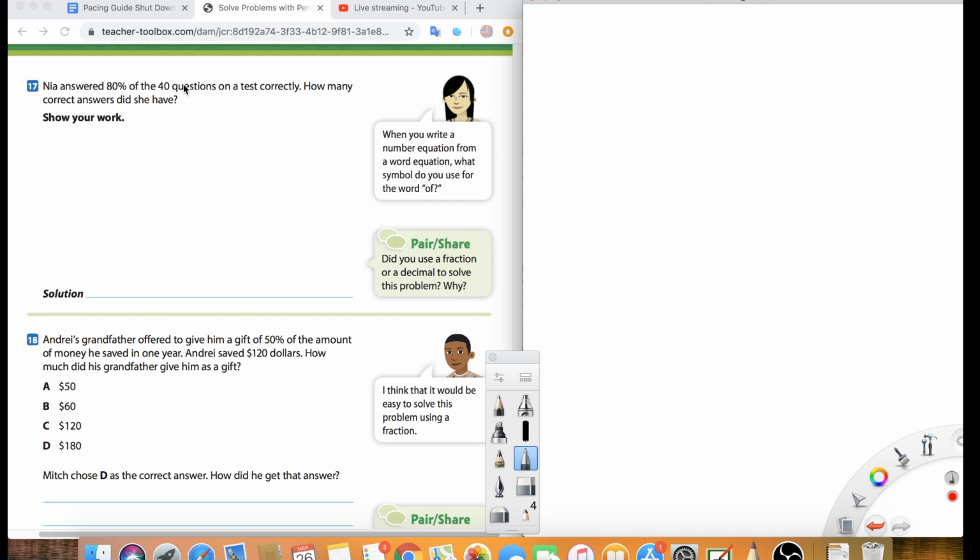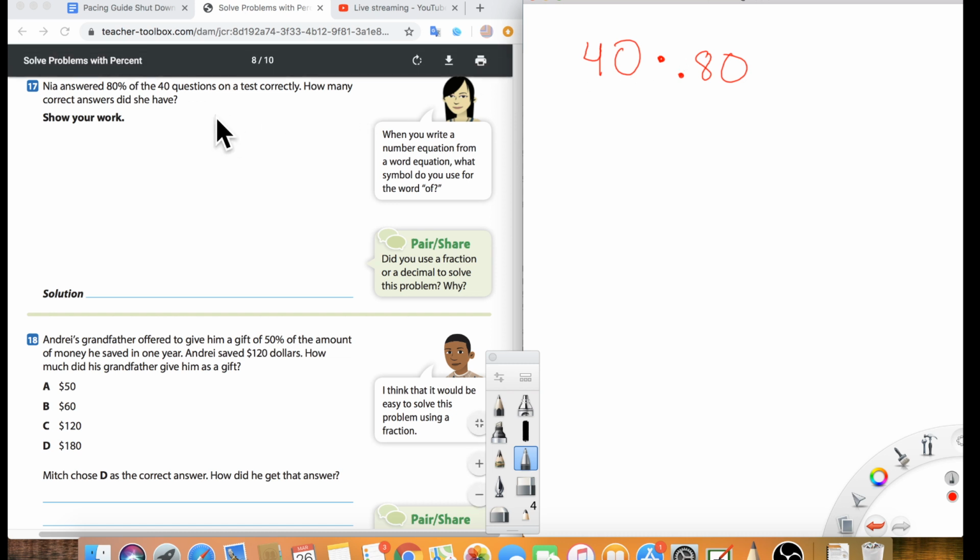So remember the trick. If you are trying to get a bigger number, you're dividing. If you're trying to get a smaller number for the answer, then you would do the opposite, which is multiplication. So for your work, you need to take the 40 questions and multiply it by the 80%, because you want to find out how many questions she answered correctly, and she only answered 80% correctly.